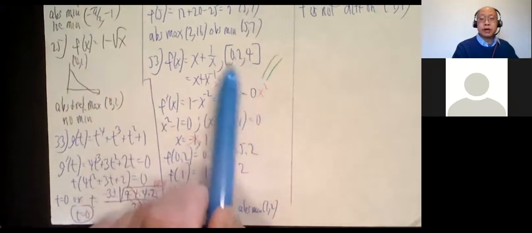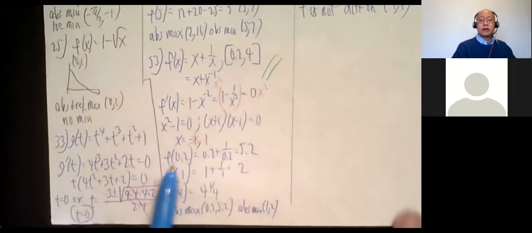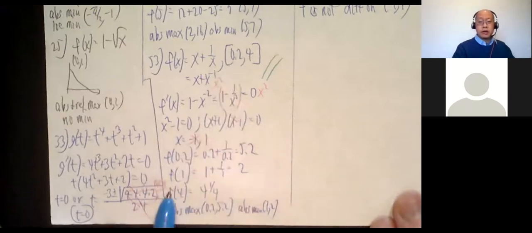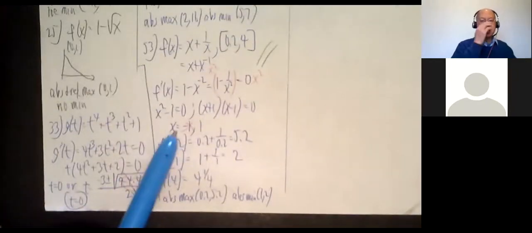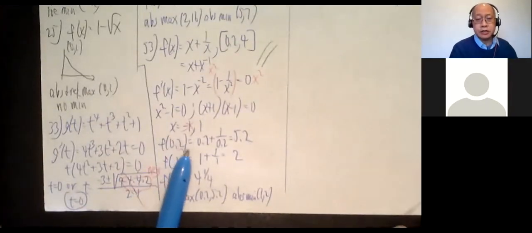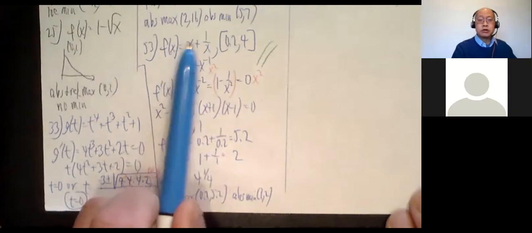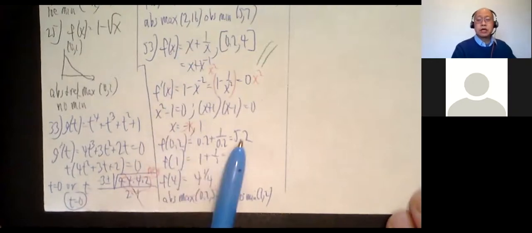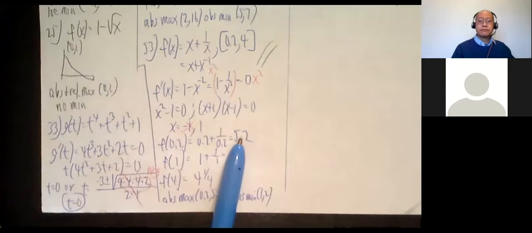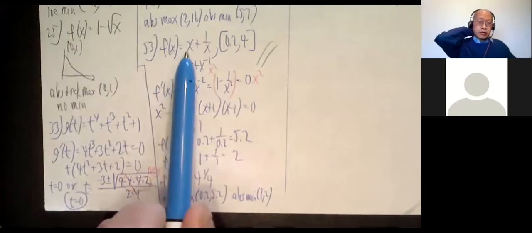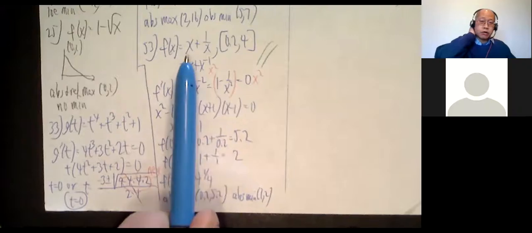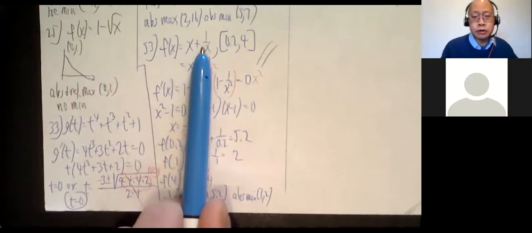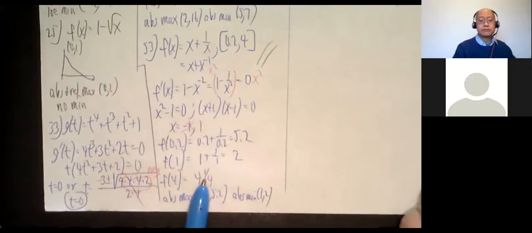And you always have to plug in the 2 endpoints, 0.2 and 4. So I plug in 0.2, I plug in 4, I plug in 1, the critical number. Again, to save time, I won't actually punch it in my calculator. I'll just tell you the result. You can punch it in a calculator as good as I can or better. So 0.2 plus 1 over 0.2 comes out to be 5.2. Plug in 1, that's easy. 1 plus 1 over 1 is 2. And plug in 4, 4 plus 1/4. I just called it 4 1/4.